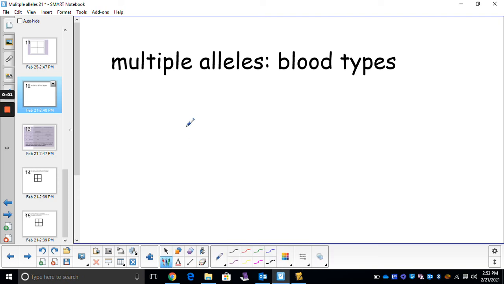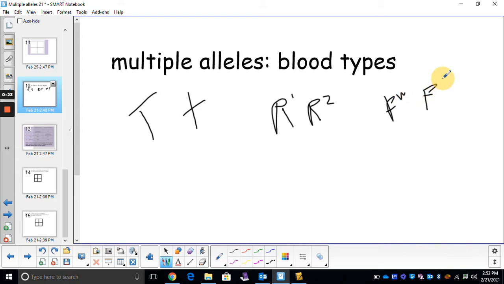All right, kiddos, quick review with multiple alleles, and we're going to use some blood type problems to help us get that point across. Normally, we have two alleles for a gene, dominant, recessive, or sometimes they'll both be dominant, maybe incomplete dominance, maybe it's codominance, but we usually only have two possibilities of alleles. Well, with blood types or multiple alleles, it's when you have three or more alleles for a certain gene.